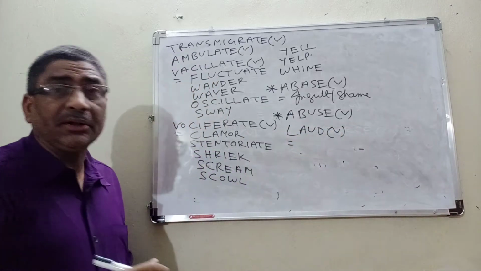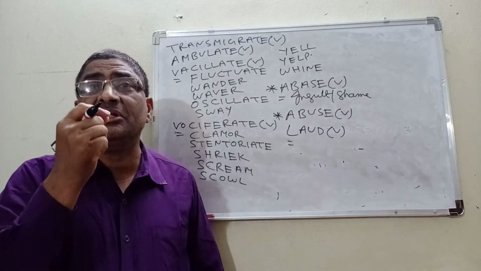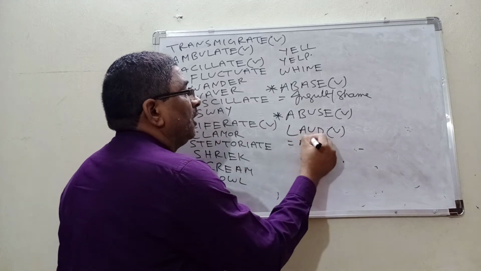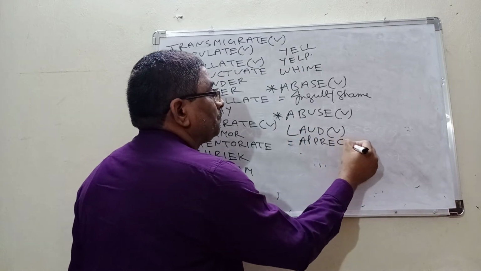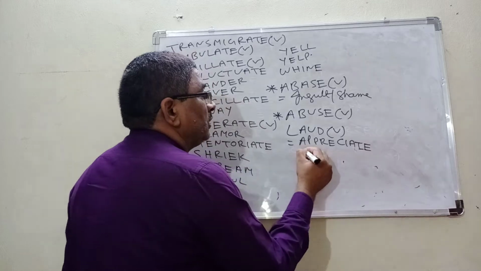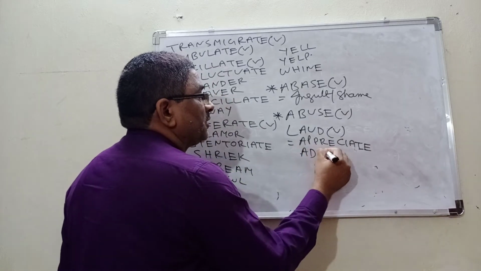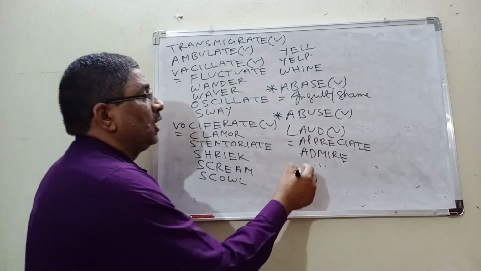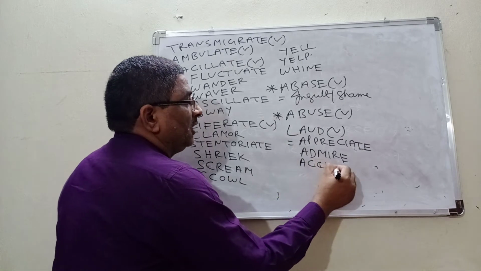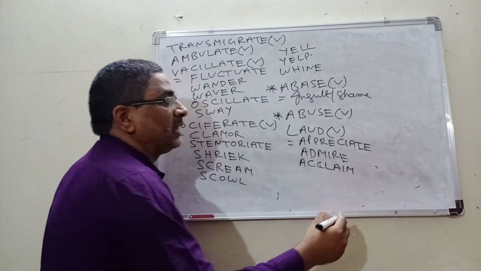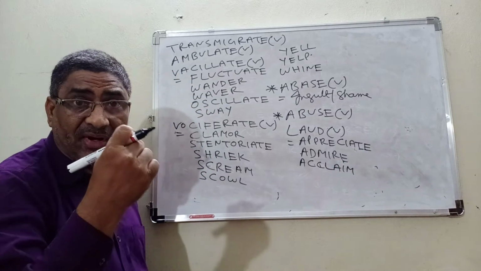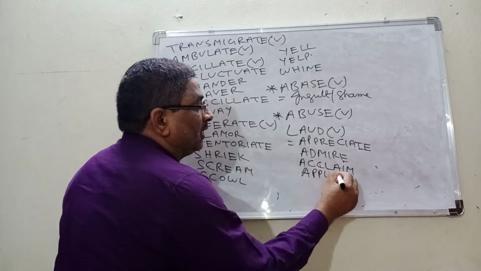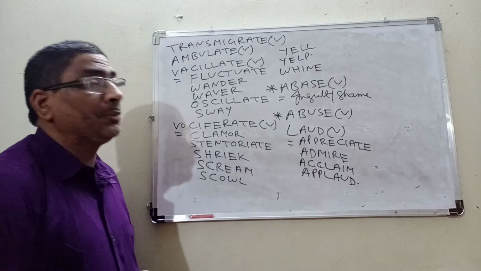Laud, I would like to laud the people. Laud meaning is appreciate or praise. Laud is a wonderful word. You can write synonyms like appreciate. I would like to laud the people. You can also write another important word called admire. I would like to admire the people. Admire. I can write another synonym, A-C-C-L-A-I-M, acclaim. The concept of acclamation, acclaim. Another synonym I can write here, applaud. I would like to applaud the people.